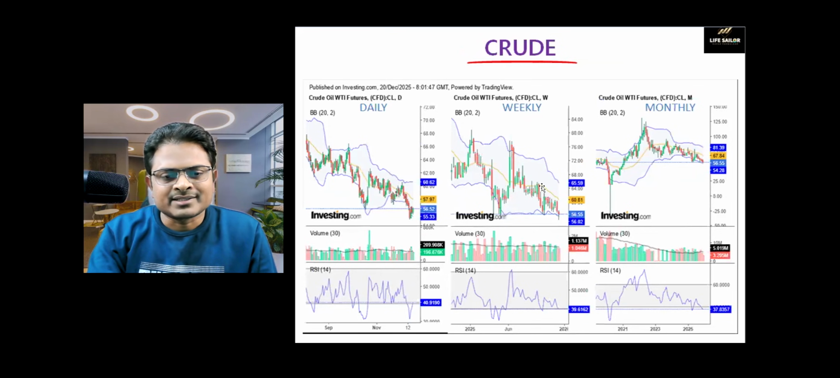Crude, all three are below 40 or near 40, so no worry, since crude is dropping, markets are performing well. So whenever crude is at lower level, market is performing well. That we can see here also.